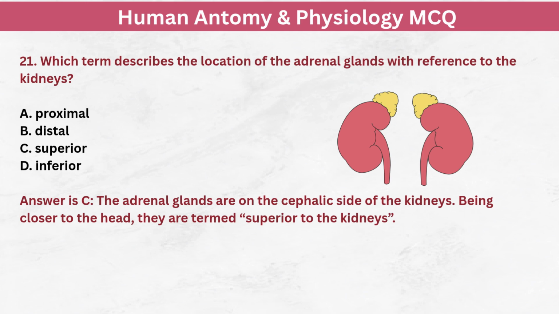A mid-sagittal section means that the dividing line is in the vertical midline of the body so that the halves are equal. Which term describes the location of the adrenal glands with reference to the kidneys? A. Proximal, B. Distal, C. Superior, D. Inferior. Answer is C. The adrenal glands are on the cephalic side of the kidneys. Being closer to the head, they are termed superior to the kidneys.